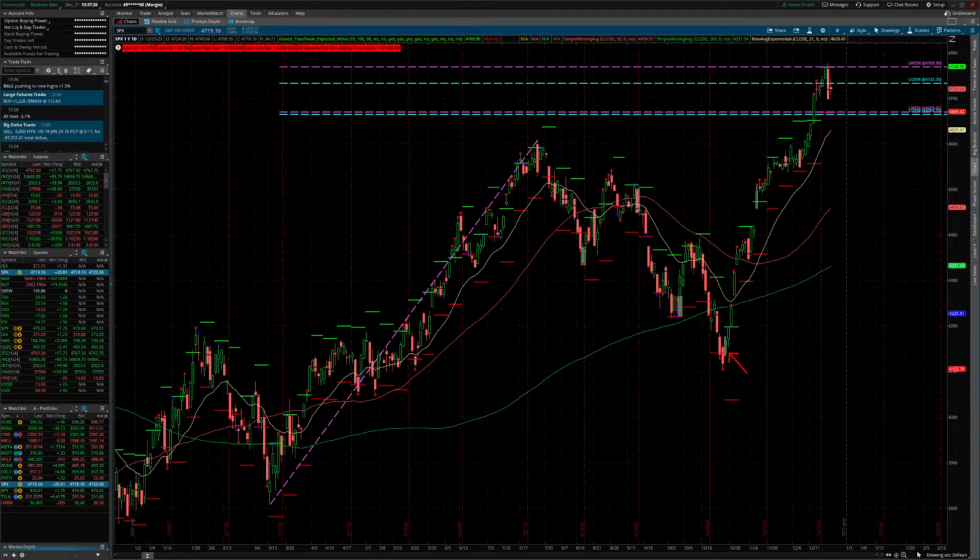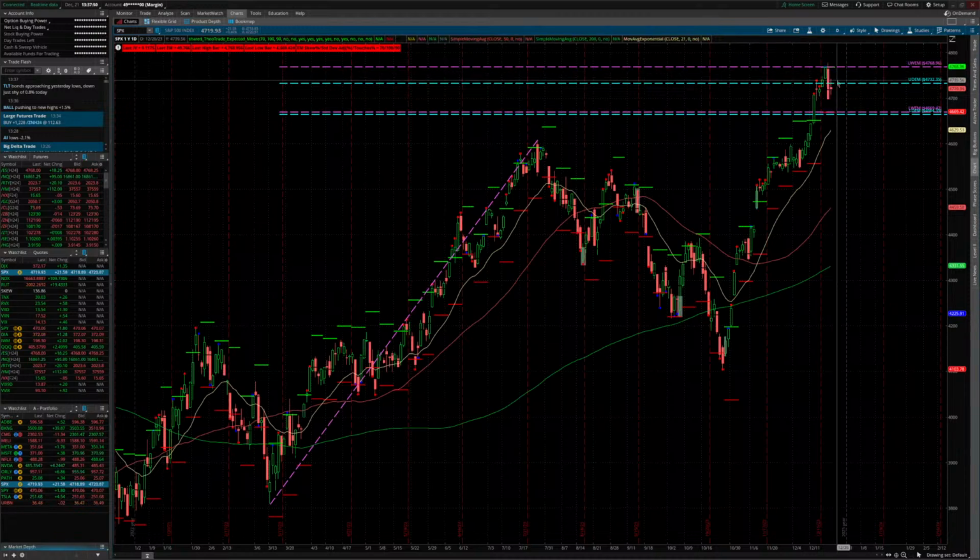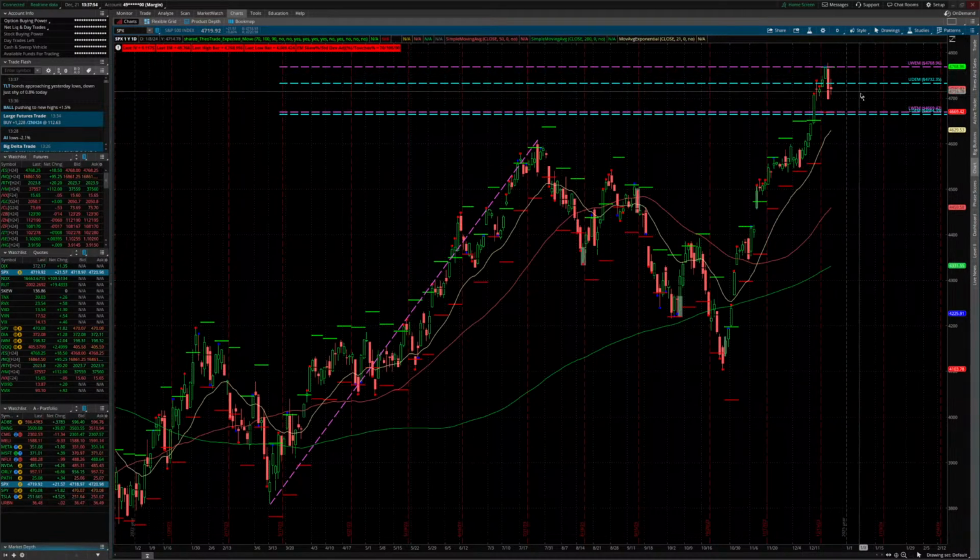And notice this is the upper weekly expected move for this week, and that acted as resistance yesterday. And we'll talk about that move lower yesterday in just a few minutes. All right, so this is the rally that began October 30th, and so far yesterday was the biggest drop in the rally.